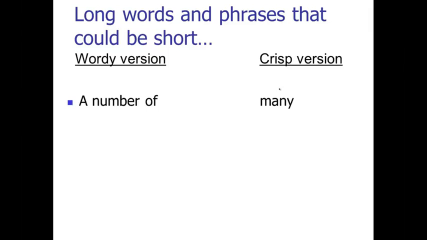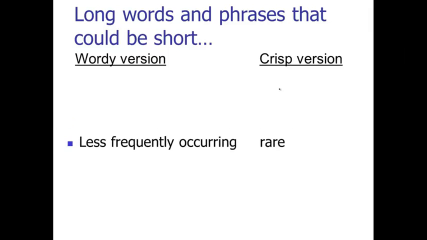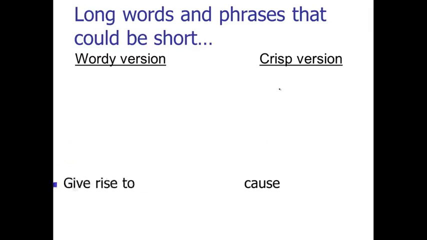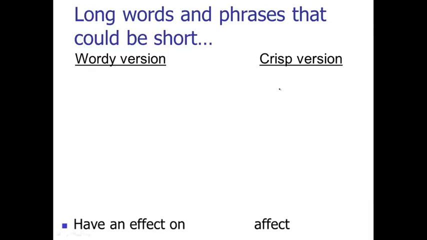A number of that could just be many. Are of the same opinion. I love that one. That's just agree. Less frequently occurring. Well, how about just rare? All three of the, well, just the three. Give rise to. That's just cause. Due to the fact that. That's one of my favorites. That's a lot of extra words for saying because. And you're not gaining anything by putting all those extra words in. Have an effect on. That could just be affect. You can think of lots of examples like this.